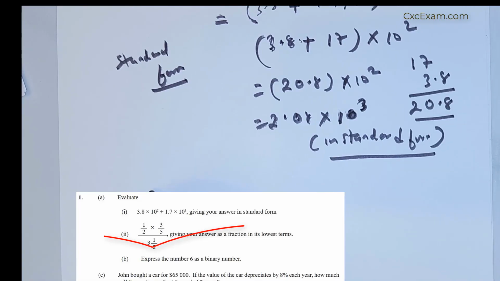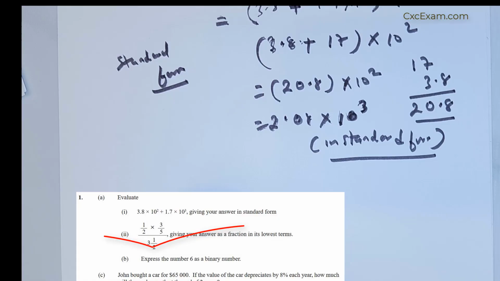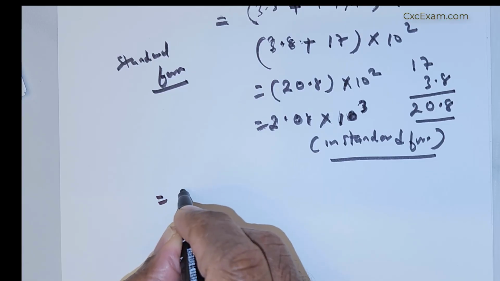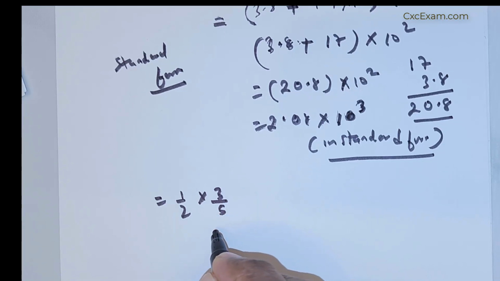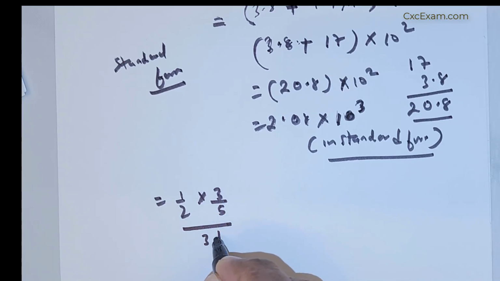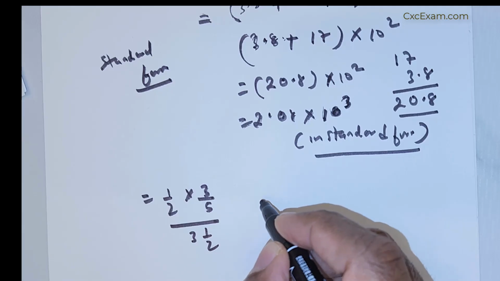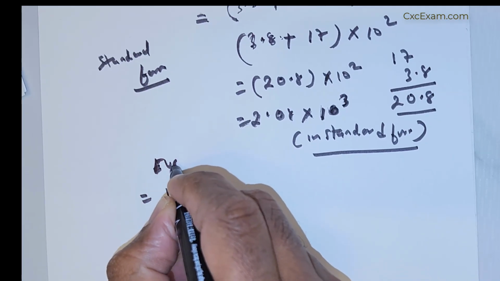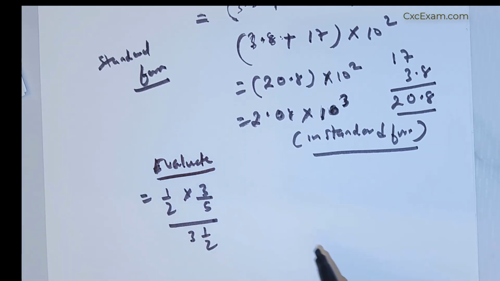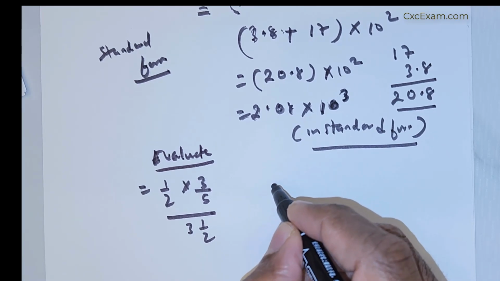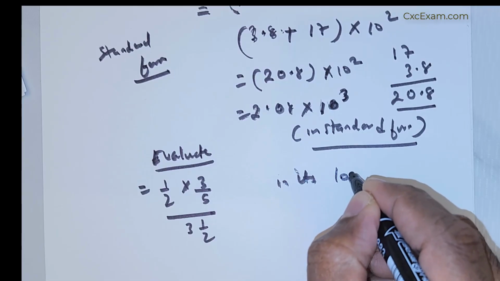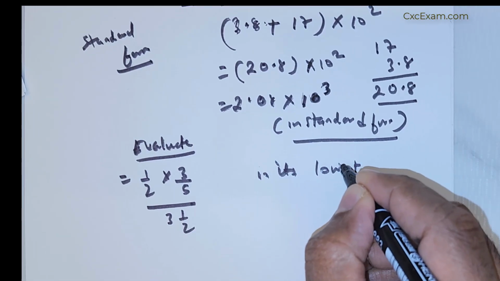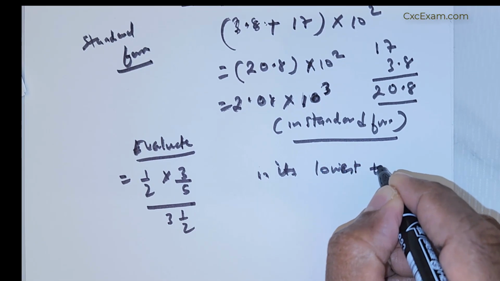So this is the next question. You have 1 over 2 times 3 over 5 divided by 3 1 over 2. Now you have to evaluate this and give your answer in its lowest term.